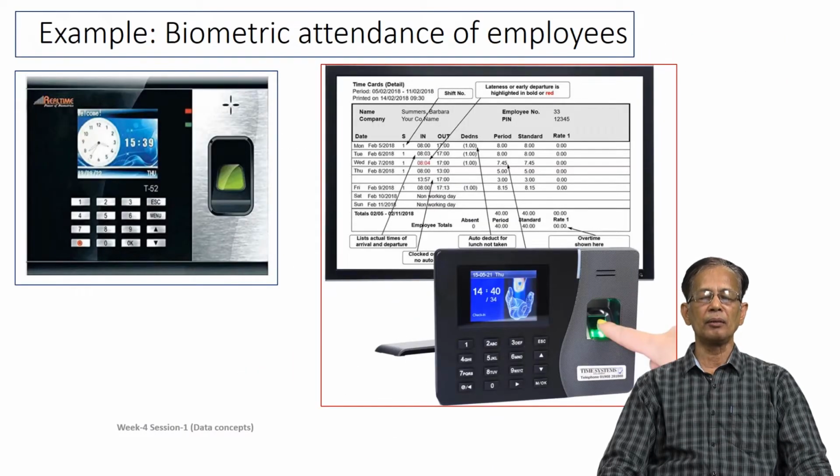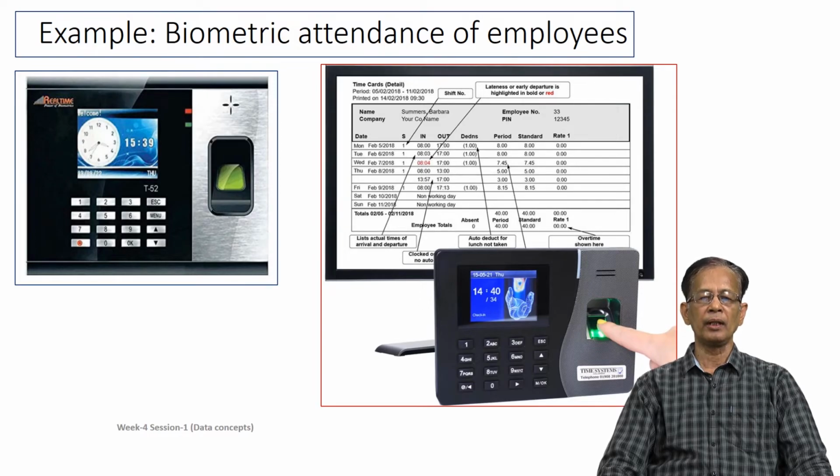Now let me give you some interesting examples. The example of the biometric attendance of employees. From this we will be checking, understanding, clarifying our knowledge on averages and variance and scatteredness. It is a very interesting example to me.